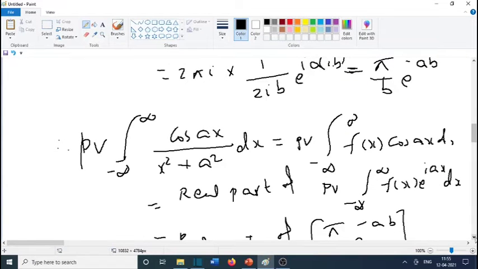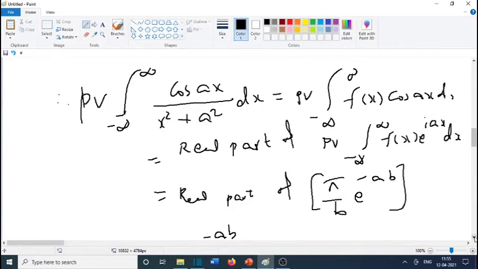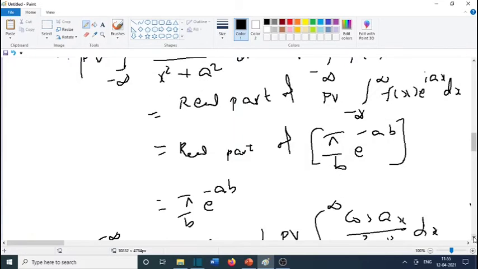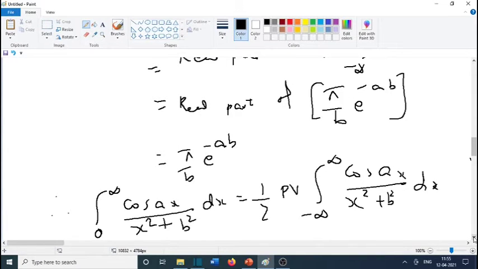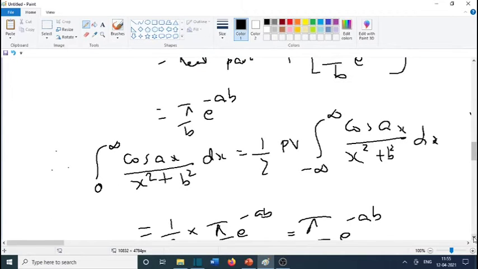Therefore, the principal value of the integral from minus infinity to infinity of cos ax by x square plus b square dx is equal to the principal value of the integral of f of x cos ax dx, which is the real part of the principal value of the integral from minus infinity to infinity of f of x e raised to iax dx, which is equal to the real part of pi by b e raised to minus iab, which is real part itself, so pi by b e raised to minus ab.